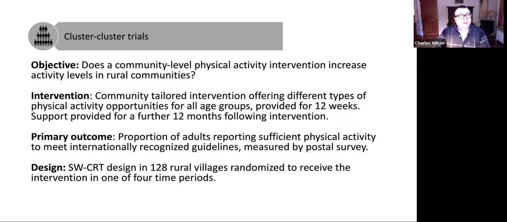The primary outcome was the proportion of adults reporting sufficient physical activity to meet internationally recognized guidelines measured by postal survey. The design was a step wedge cluster randomized trial in which the intervention was rolled out across 128 rural villages in 4 steps.